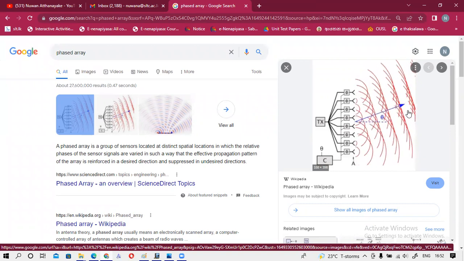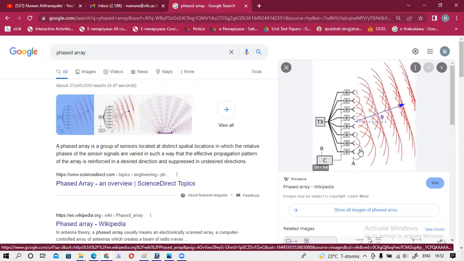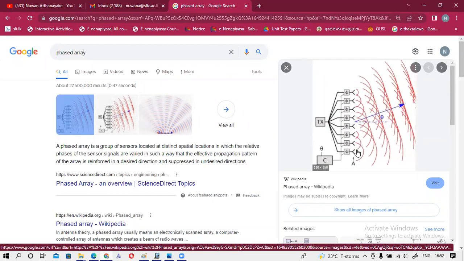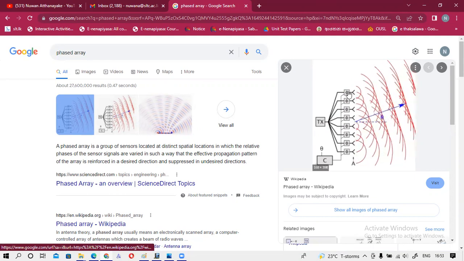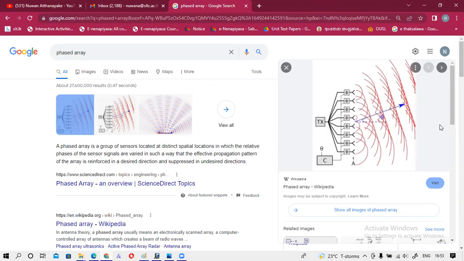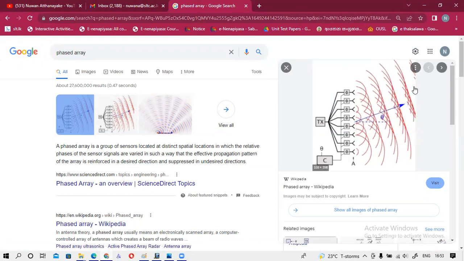So say our user is in this direction. Here we have our user. If we transmit from the antenna, you can see the transmission is in this direction. So every antenna will transmit in this direction. If the user is there, he will get the maximum benefit. But if the user is in another direction and all these transmit in this direction, the user may not get the full power, strength, signals.